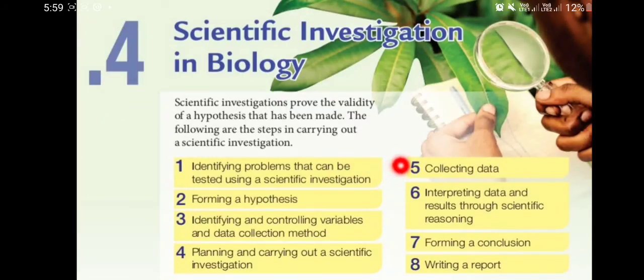Number 5, collect the data. Number 6, kita interpret data through scientific reasoning. Okay, barulah number 7 boleh form conclusion, dan number 8 jangan lupa write a report. So ini adalah steps in scientific investigation.